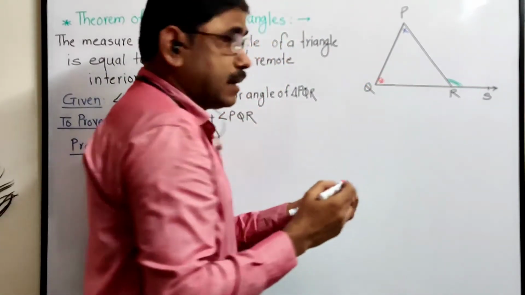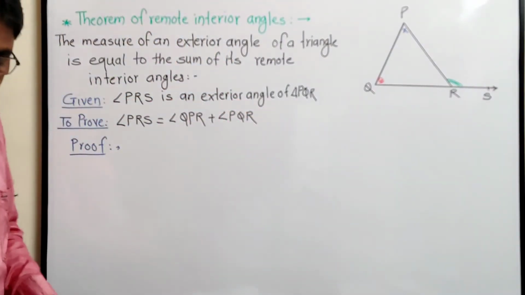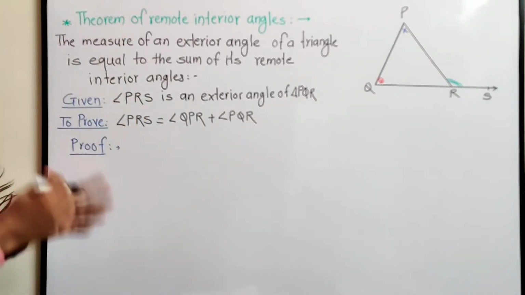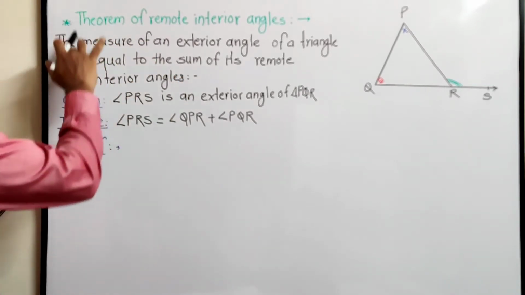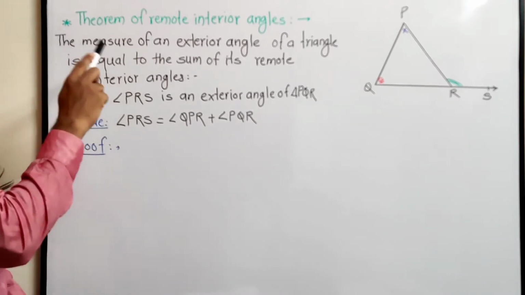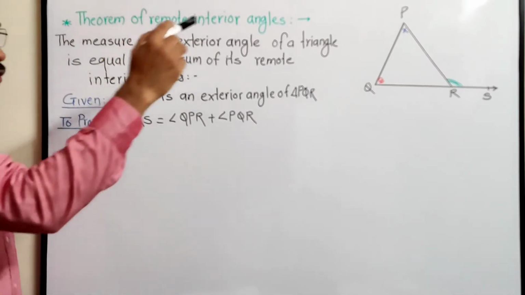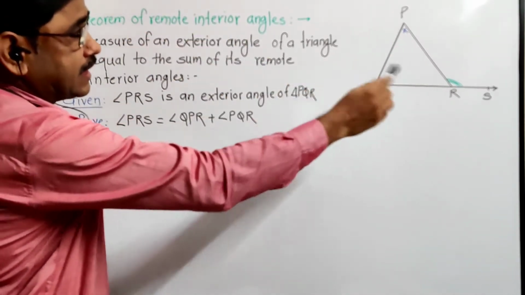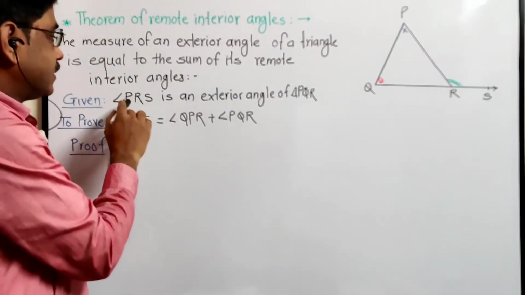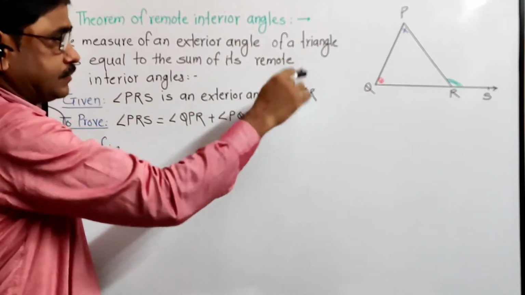These are the remote interior angles for this exterior angle. So what is given here? Given angle PRS. Then write the given. First we have to draw the figure. No need to write this statement in the exam. The statement will be given: the measure of an exterior angle of a triangle is equal to the sum of its remote interior angles. So first we have to draw one triangle, exterior angle of the triangle PRS, and these are the two remote interior angles. So given: angle PRS is an exterior angle of triangle PQR. So that is our given.